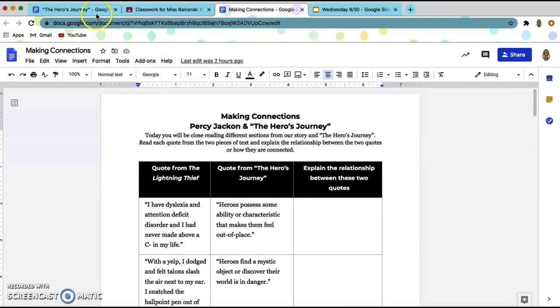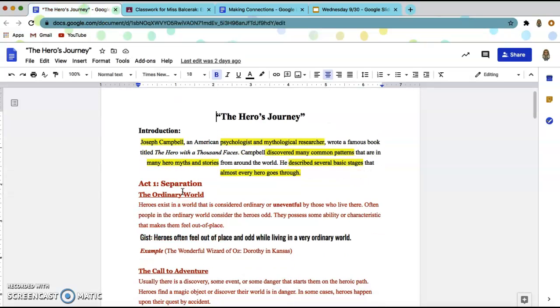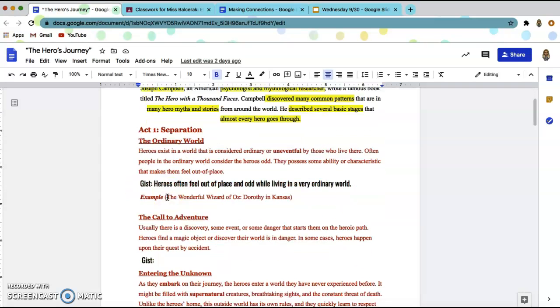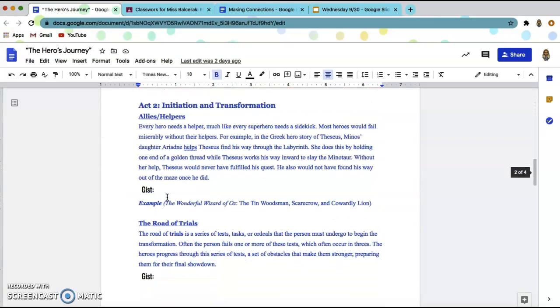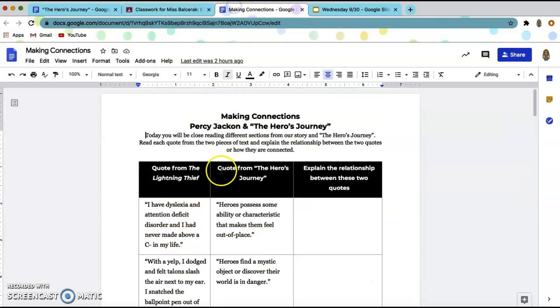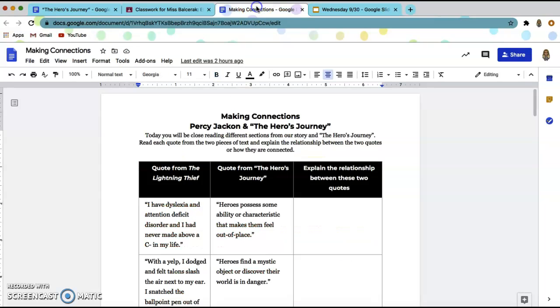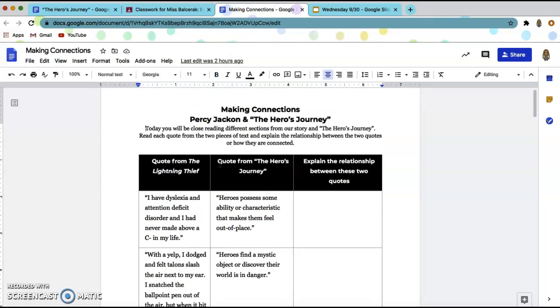It is also important that you have the hero's journey document up near you, because you're going to be close reading the different acts in the hero's journey and you'll need to pick out some things from this text. So for today's assignment, you need your copy of Making Connections and your copy of the hero's journey. Okay? We're going to be making connections and finding the relationship between what a hero is and whether Percy fits that stereotype of a hero.